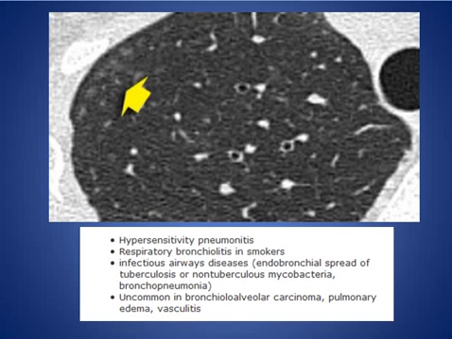The differential diagnosis of the centrilobular nodule includes hypersensitivity pneumonitis, respiratory bronchiolitis, especially in the smoker, and infectious airway disease including TB and bronchopneumonia, and uncommon causes. Here, as we see in this high-resolution CT scan, faintly visualized centrilobular nodules involve the secondary pulmonary lobule in a patient with hypersensitivity pneumonitis.